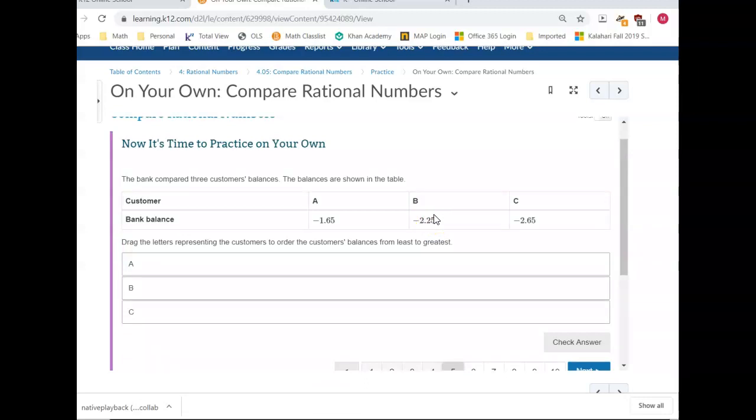The bank compared 3 customers' balances. The balances are shown on the table. Drag the letters representing the customers to order their balances from least to greatest. Okay, again, the smallest to largest.